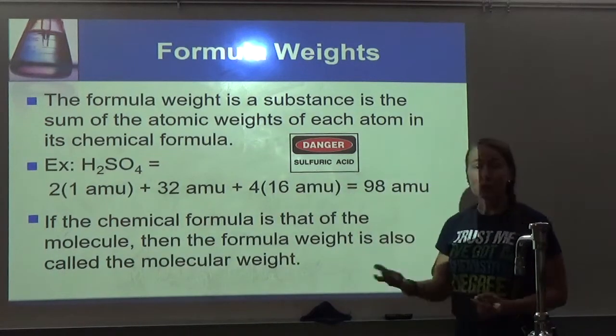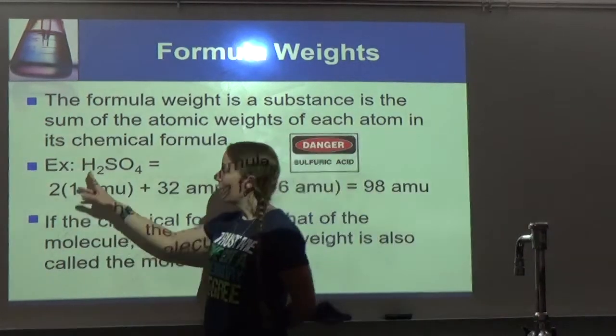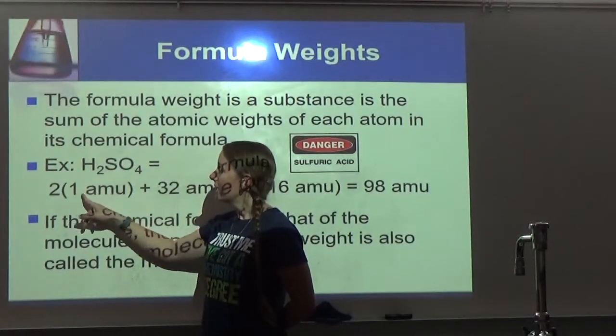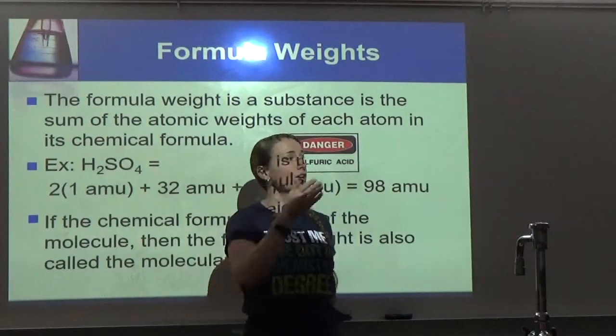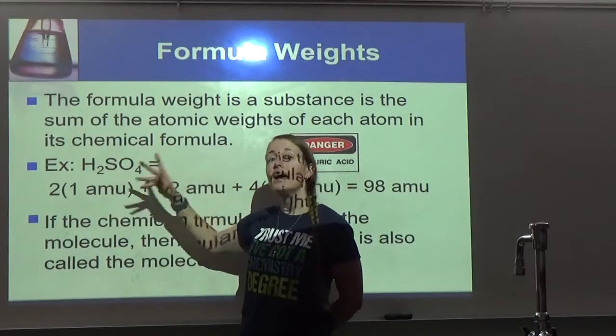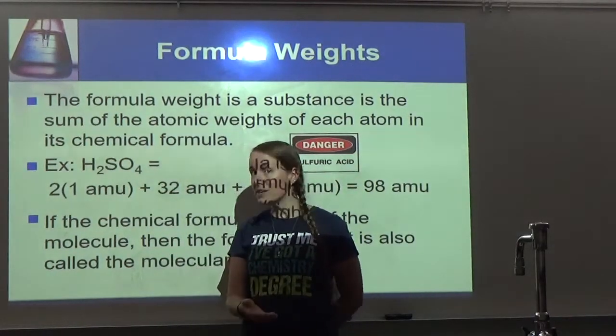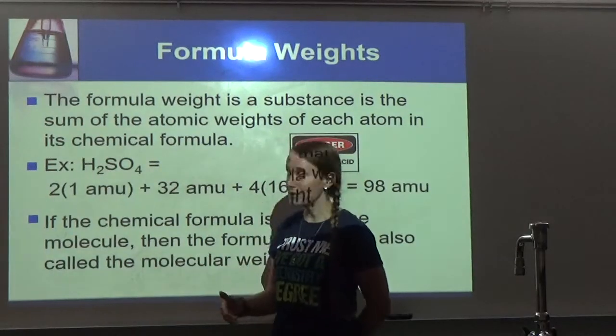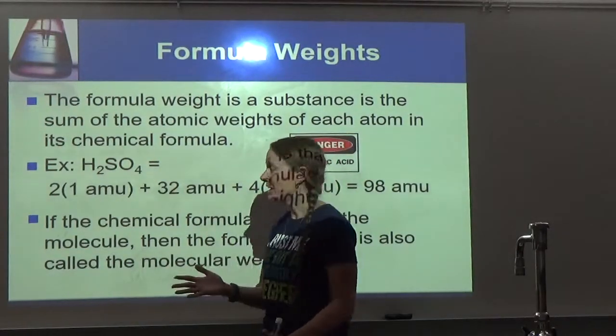So for example, H2SO4. We know that there are 2 hydrogens. It has a mass of 1 AMU. Remember, we talked about how the mass is on the periodic table. The unit is AMU, atomic mass unit. However, if we're talking about 1 mole of the substance, that's when we can change it to grams. Okay, so we haven't gotten to that just yet in here.